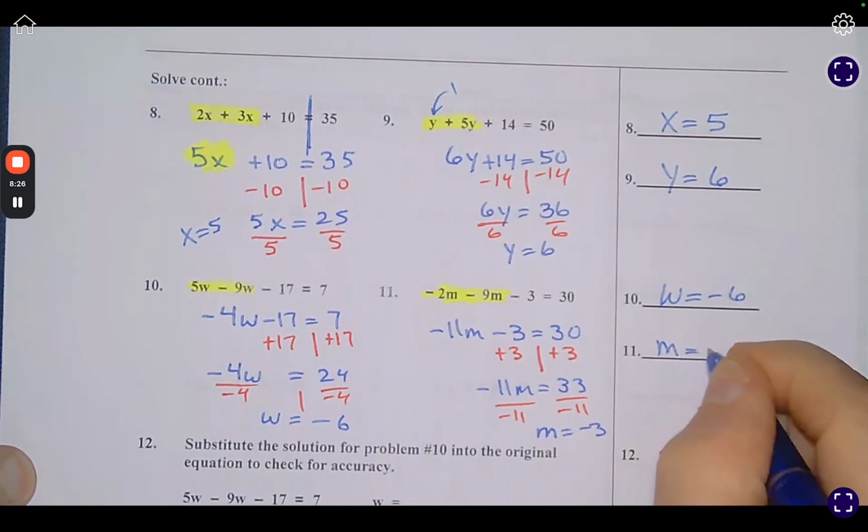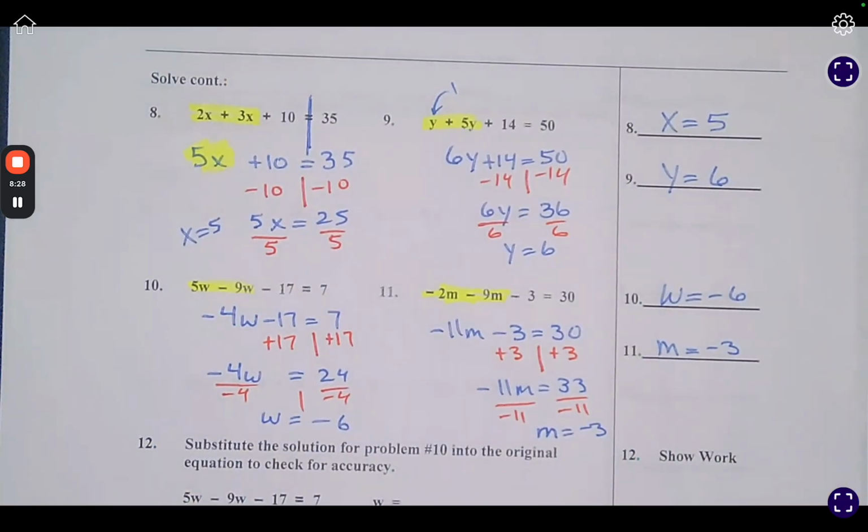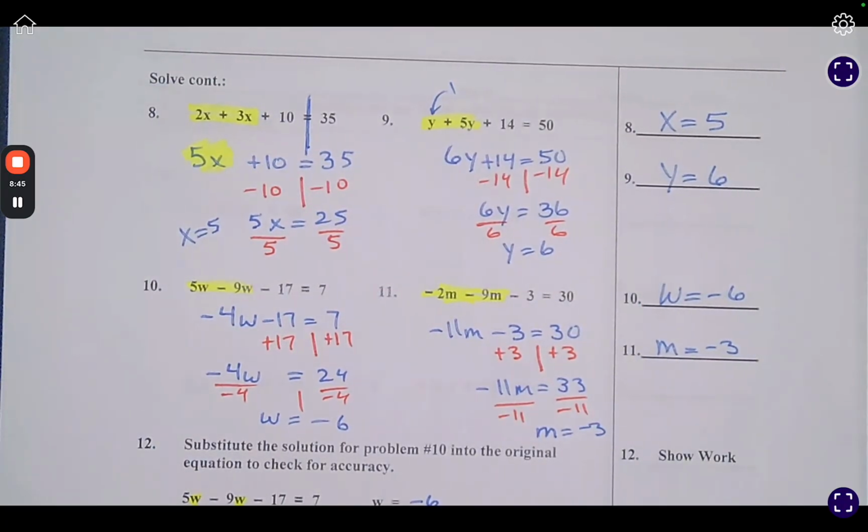Let's go. Okay, we're going to check the answer for number 10. The answer for number 10 was negative 6. So I'm going to go ahead and go in here. I'm going to substitute in for that w and that w. So I got 5 times, open a parenthesis, negative 6, minus 9 times, open a parenthesis, negative 6, because when you have a number next to a variable, it means multiplication. Minus 17 equals 7. Okay, now the left side, I need to simplify.